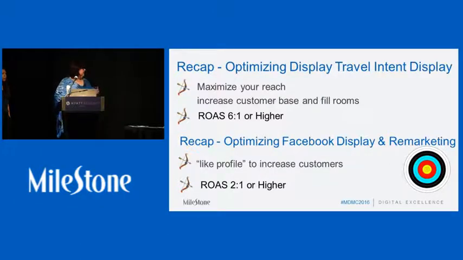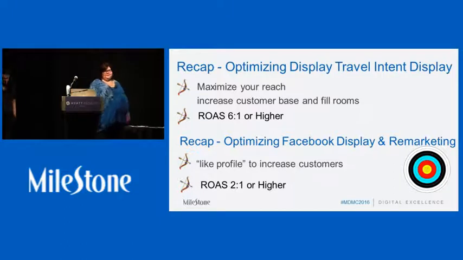Okay, so I'm going to put the ROAS up again. So you're basically, for display intent remarketing, you want to be able to maximize your reach, increase your customer base and fill rooms, and the ROI, we're looking at 6-to-1 or higher. Same thing. It doesn't mean if it's 2-to-1, you fire your firm. It means you have a conversation, because there's usually something more involved with it than just the advertising. For Facebook and remarketing, it's a little bit lower return. We're looking at a 2-to-1 ROI.